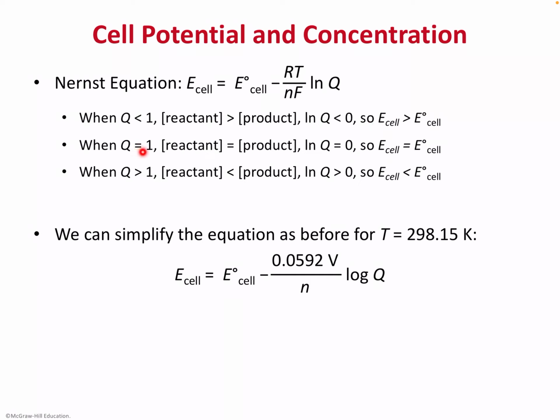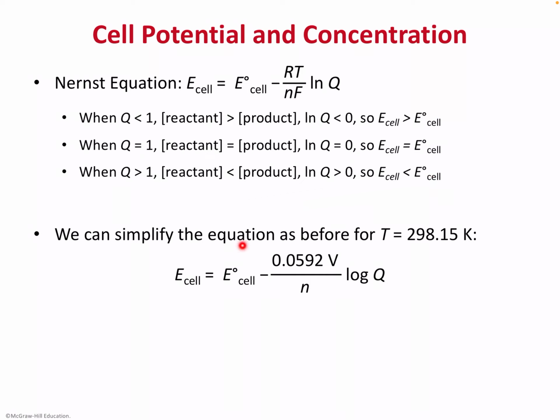When Q equals 1, the reactant concentration and the product concentration are the same. ln Q is going to be 0, so this side is going to be 0, and E cell equals E naught cell. When Q is greater than 1, meaning the reactant concentration is less than the products, ln Q is greater than 0, so the E cell would be less than E naught cell.